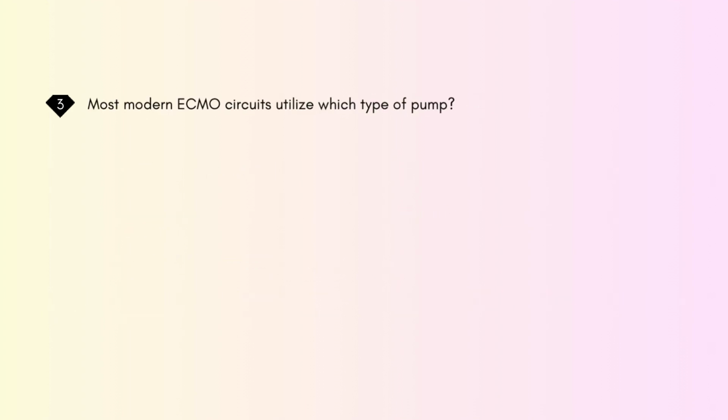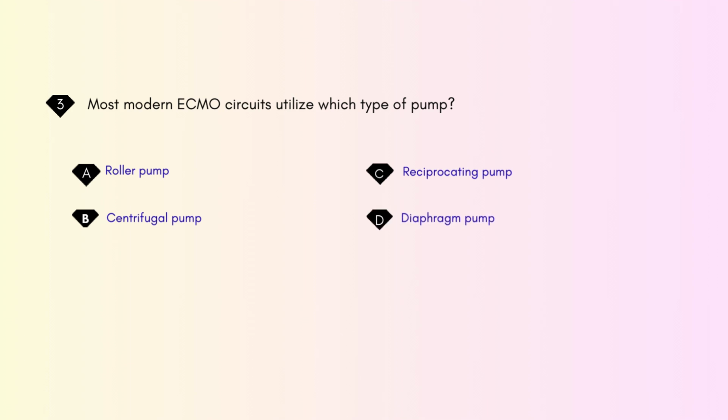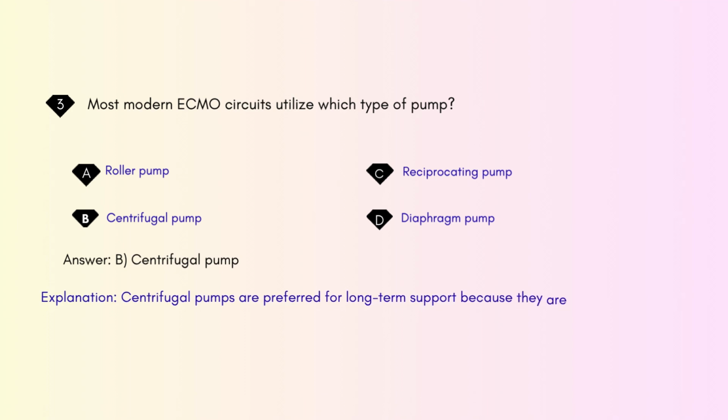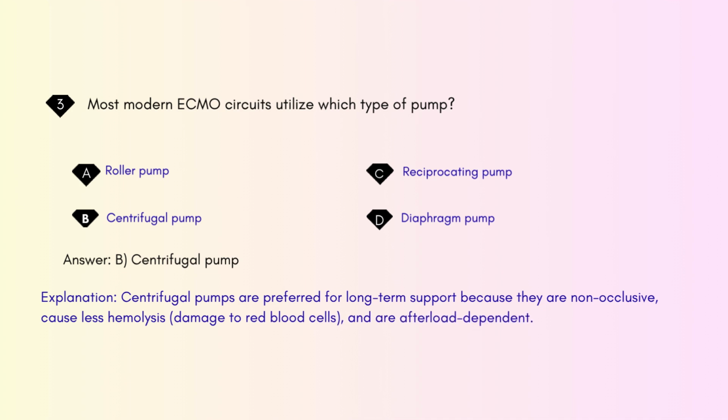Most modern ECMO circuits utilize which type of pump? A. Roller pump. B. Centrifugal pump. C. Reciprocating pump. D. Diaphragm pump. Answer: B. Centrifugal pump. Explanation: centrifugal pumps are preferred for long-term support because they are non-occlusive, cause less hemolysis, damage to red blood cells, and are afterload dependent.